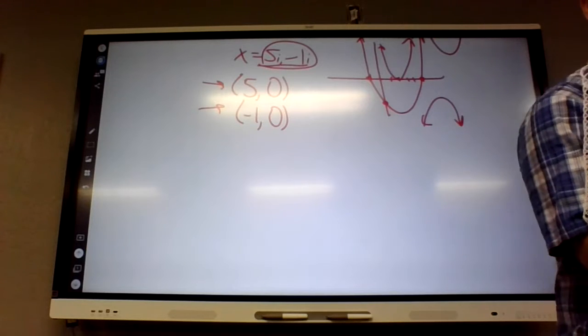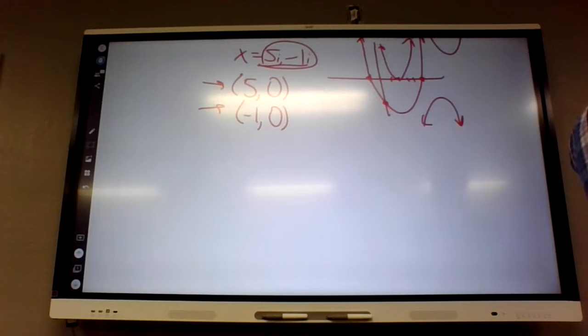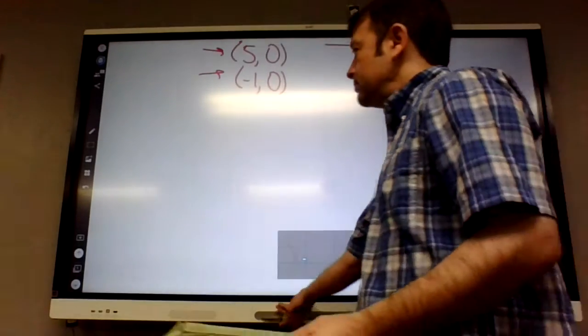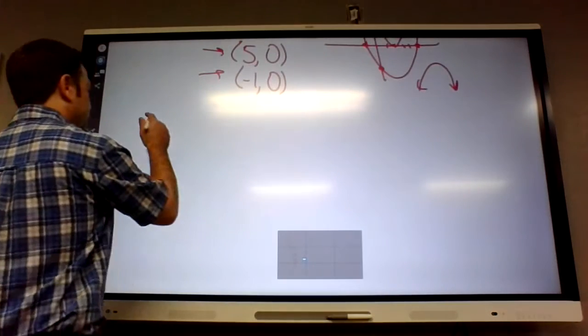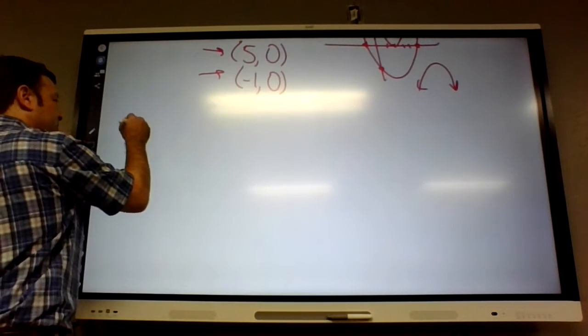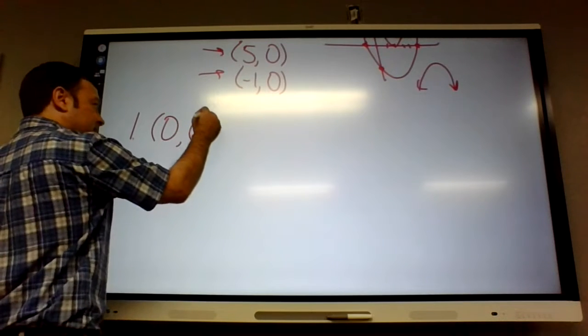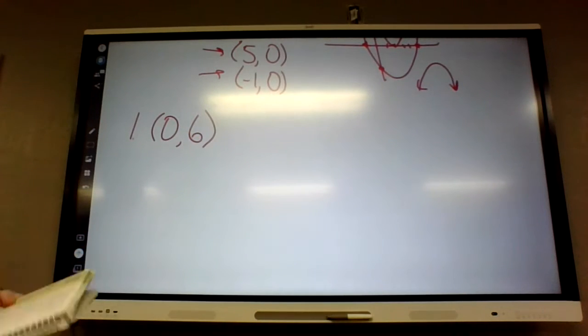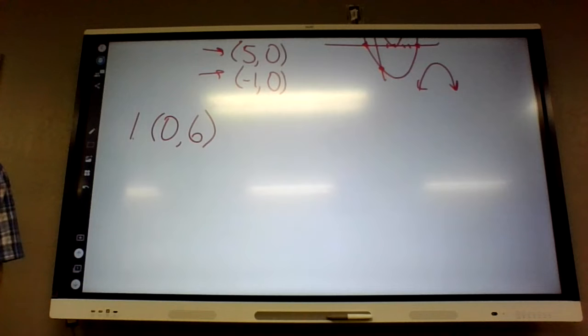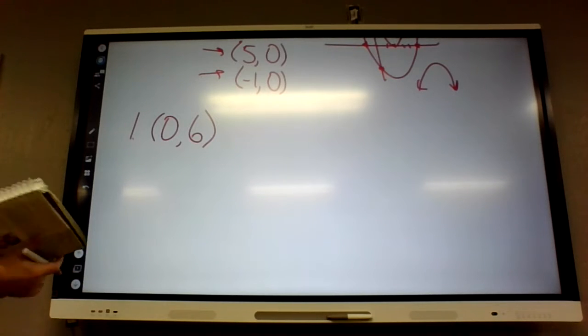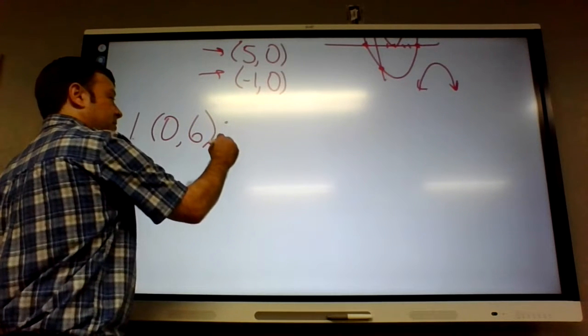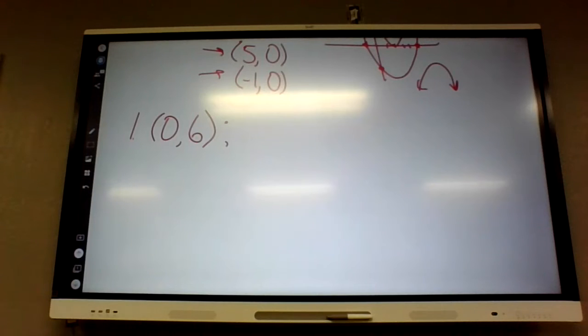So on number 1, the first question, what is the y-intercept? So where is it hitting the y-axis at? No, that's the x-axis. 6. So what they put is, they were a little more specific. They didn't just put 6, they put (0, 6). Any questions on where that came from? That's where it's hitting the y-axis at.